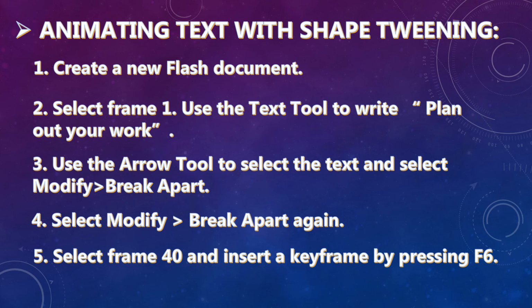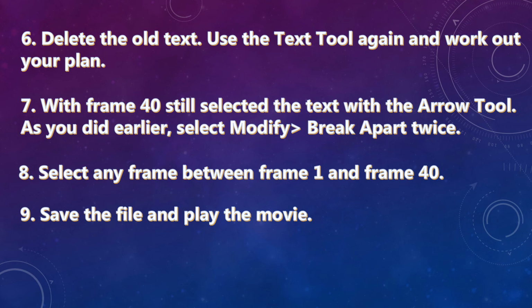Select frame 40 and insert a keyframe by pressing F6. Delete the old text, use the text tool again and enter the new words. You can also change the font, color, and size of the text you wish for. With frame 40 still selected, select the text with the arrow tool as you did earlier. Select Modify, Break Apart. Select any frame between frame 1 and frame 40. In the property inspector, click the drop down arrow of the tween option and select shape. Save the file, play the movie.